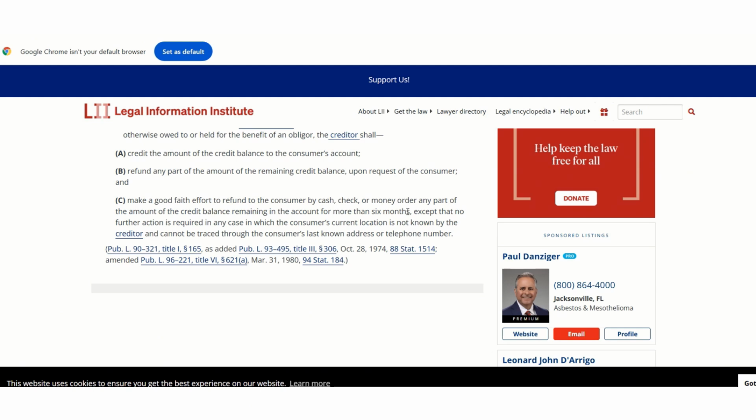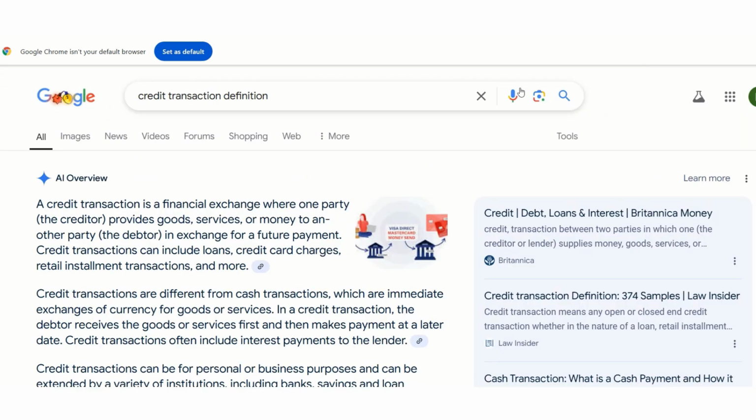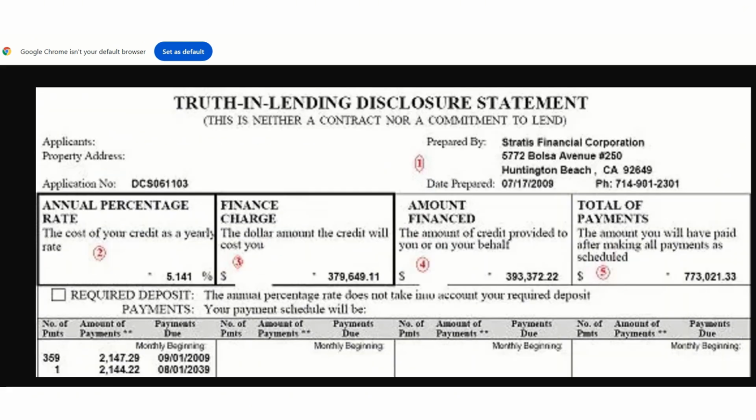So if the account is extended past 6 months, this is what they have to do. And you can request a refund of any part of the amount of the remaining balance upon request of the consumer. So, for instance, let's go to this right here. This is the account, so that means we could request whatever is in this account. Request everything, and they must give it, which they are not.